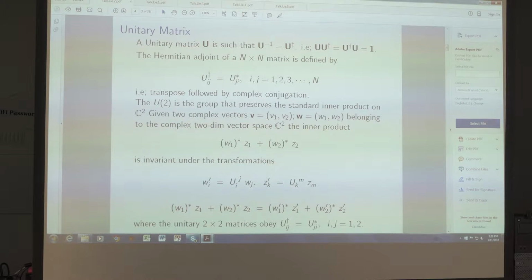Essentially, you have two vectors, you perform a unitary transformation, and you want to make sure that the inner product remains invariant, okay? So this is essentially what you mean by unitary group in complex dimension, which is essentially like the complex version of what happens with rotations involving real vectors in a real vector space.